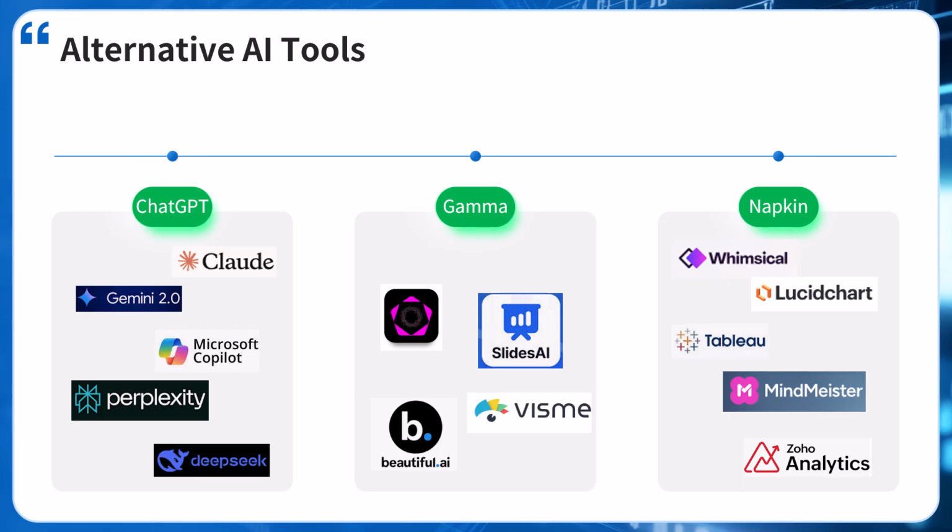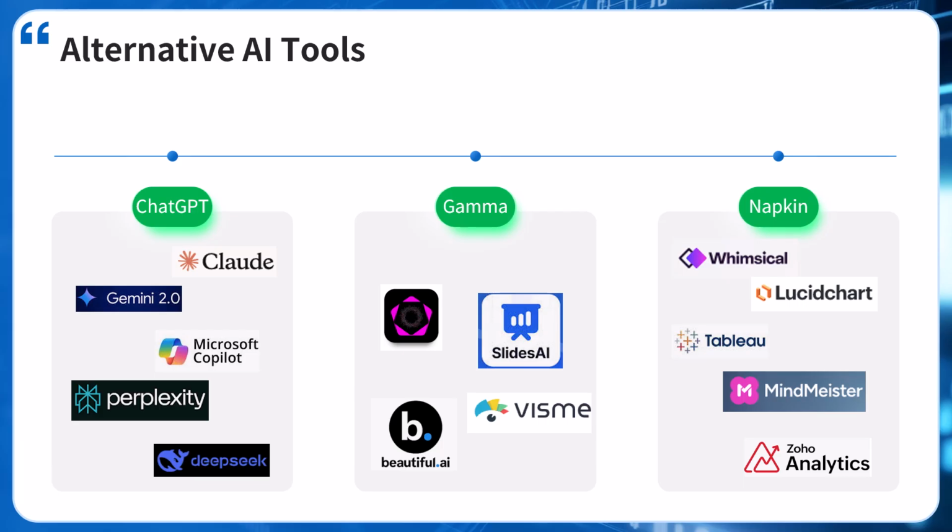Similar to Gamma, for slide creation, we have Tome, great for storytelling style slides. Slides AI, direct integration with Google Slides. Beautiful.ai, easy drag and drop templates with design automation. Visum, a strong tool for both presentations and infographics.